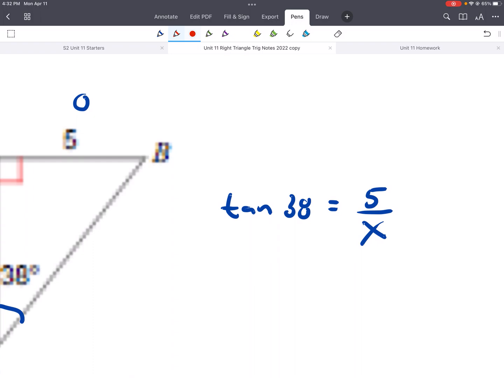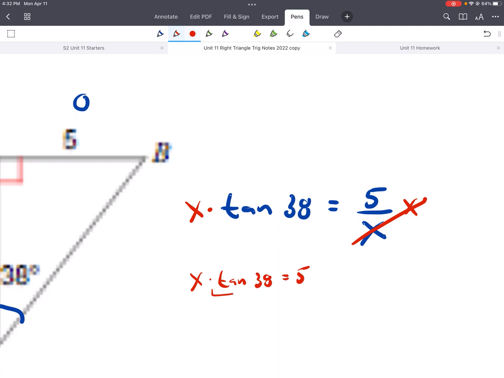How I would probably recommend that you do this, and there's different ways that you could do this. You can do reciprocals, or you could do cross multiply. That would be an option too. What I would probably do is do the exact same that we did before. We'd multiply both sides by x. So then we'd get x times tangent of 38 equals 5.